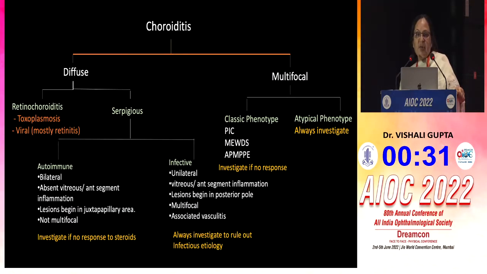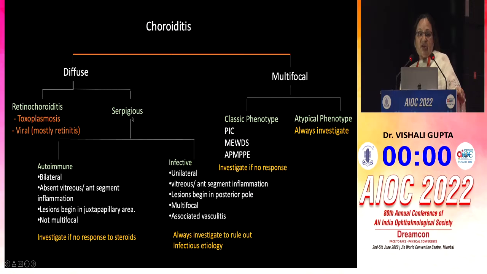This is the algorithm, that is the nutshell. Choroiditis, when it presents, it could be diffuse or it could be multifocal. If it is diffuse, see whether it is retinochoroiditis or serpiginous. If it is retinochoroiditis, there are two possibilities. It could be toxo, the example that I showed, or it could be viral. On OCT, toxo would always have underlying choroidal involvement. That will be retinochoroiditis. Viral will be purely retinal.